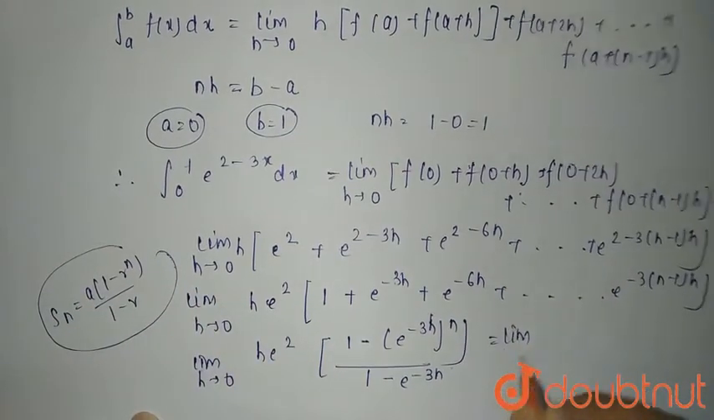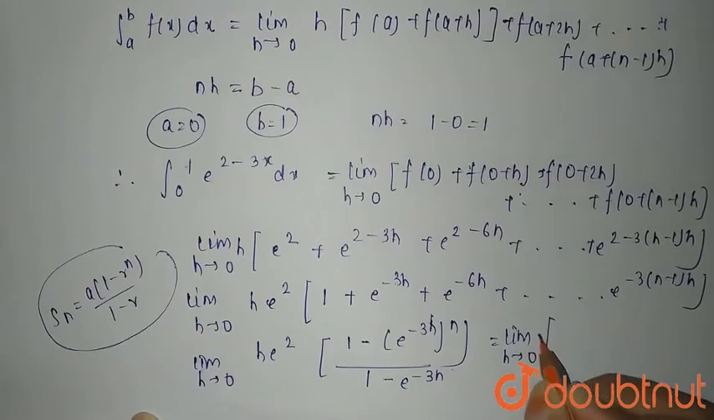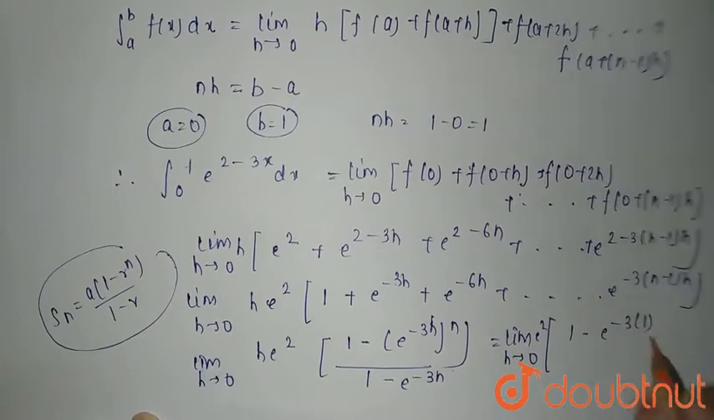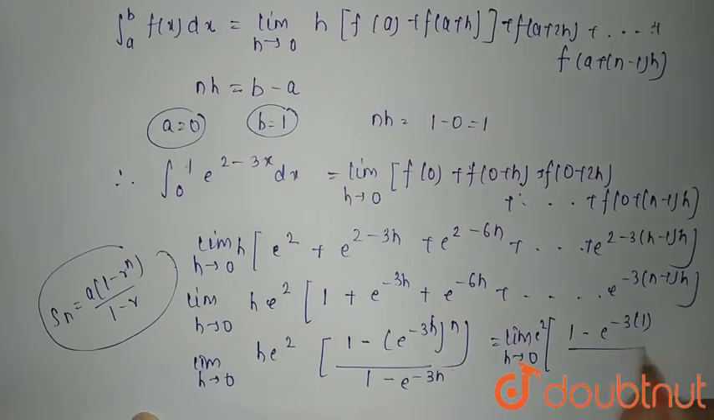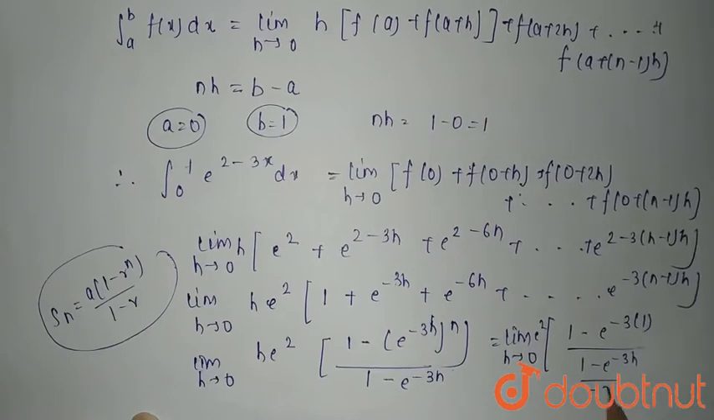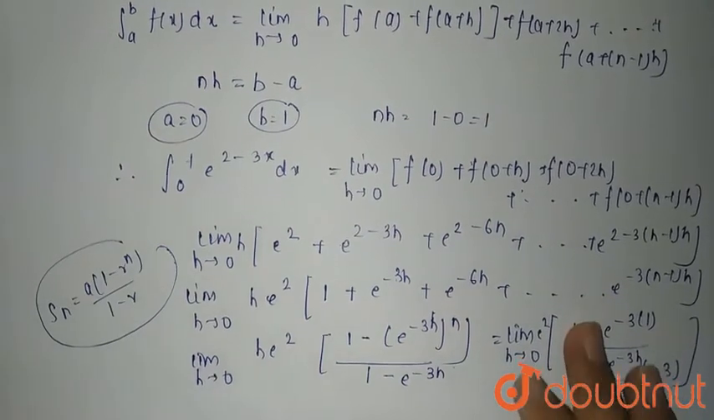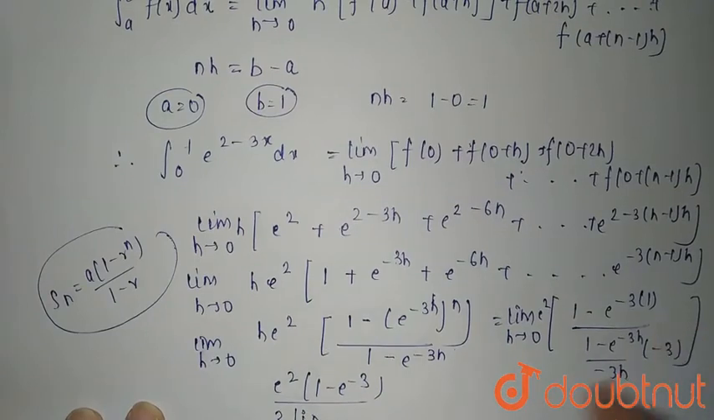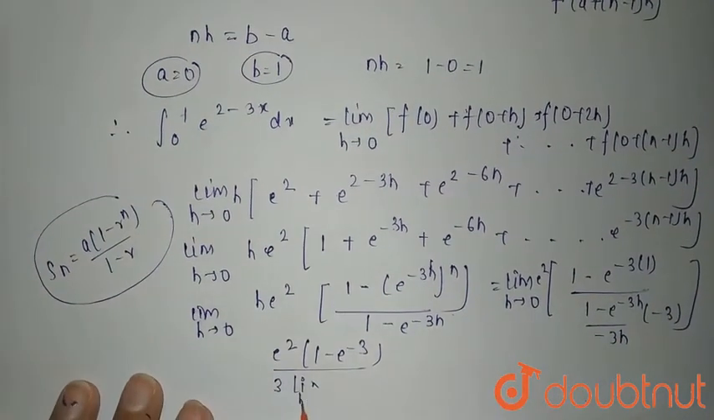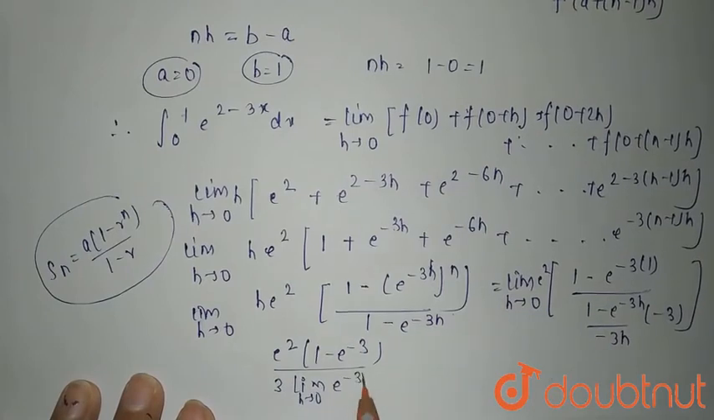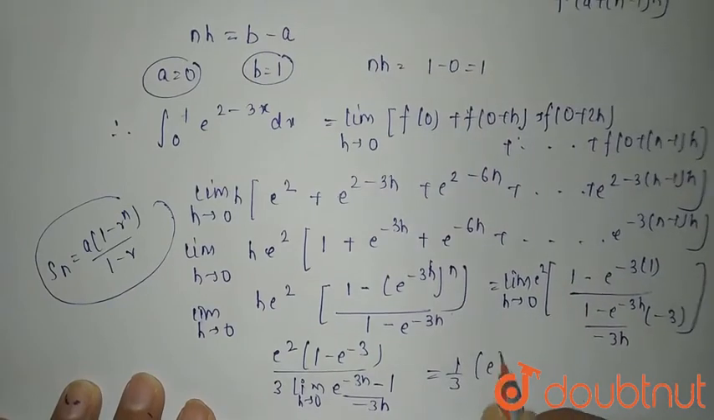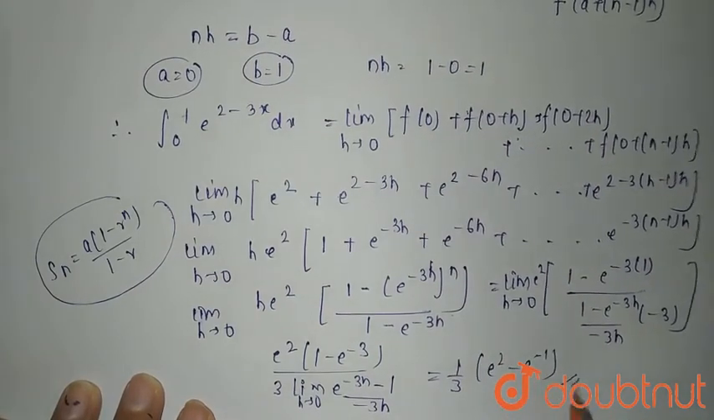Now limit h tending to 0, e squared as it is, times 1 minus e to the power minus 3, putting nh equals 1 here, divided by 1 minus e to the power minus 3h, divided by minus 3h into minus 3. Now e squared times 1 minus e to the power minus 3, divided by 3, and the limit as h tends to 0 of (e to the power minus 3h minus 1) divided by minus 3h is 1. So the answer is 1 upon 3 times (e squared minus e to the power minus 1).